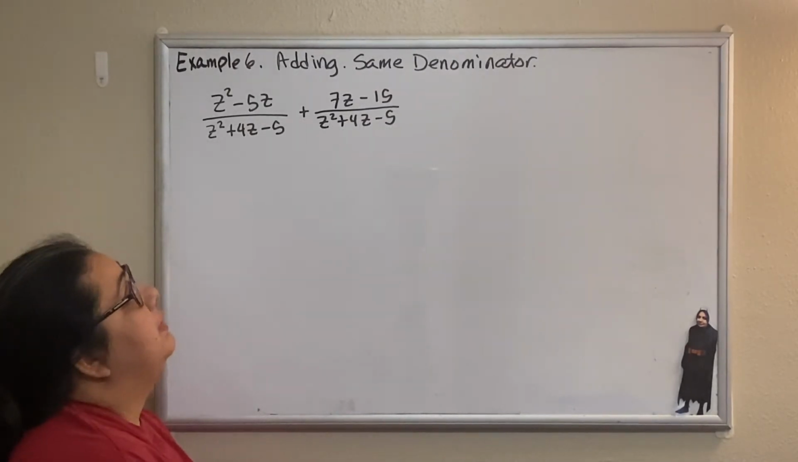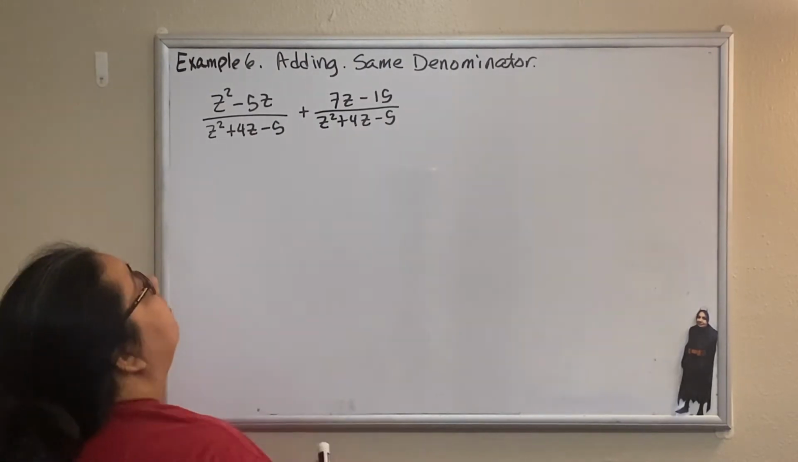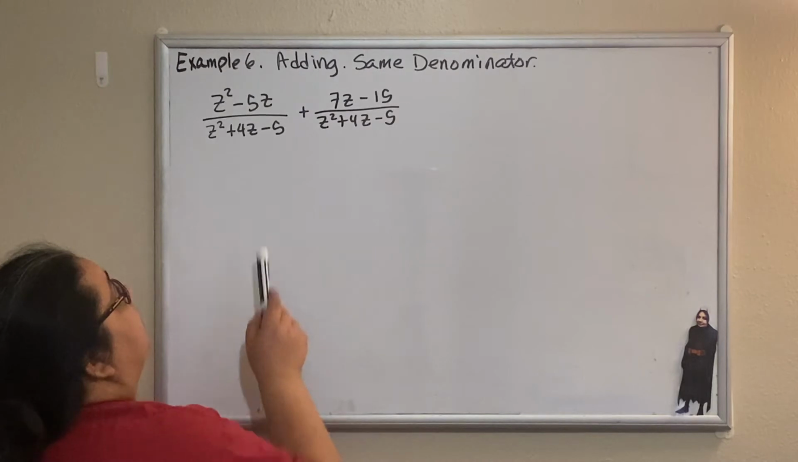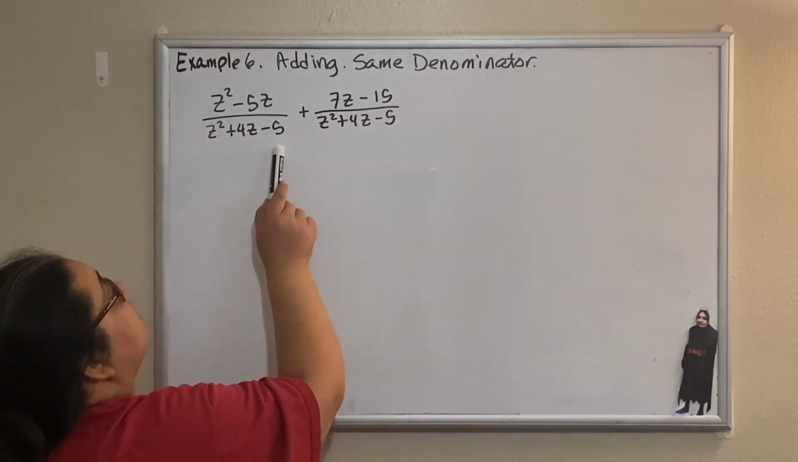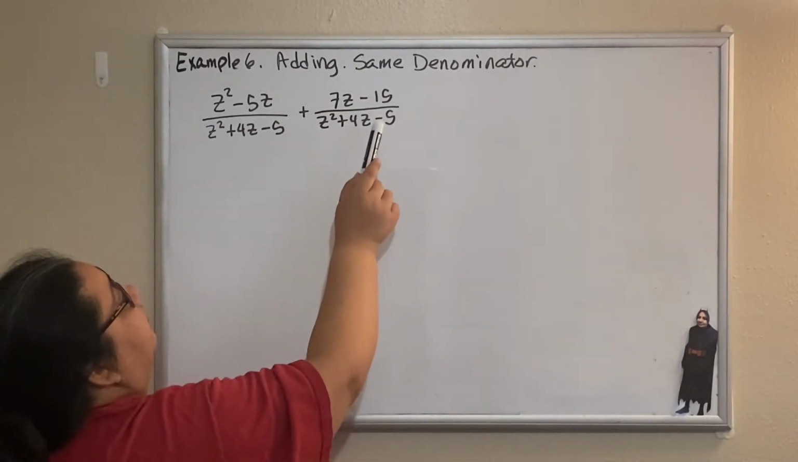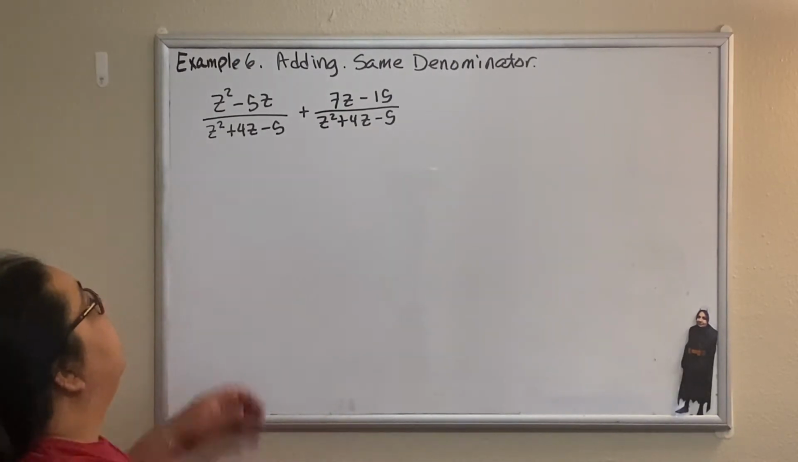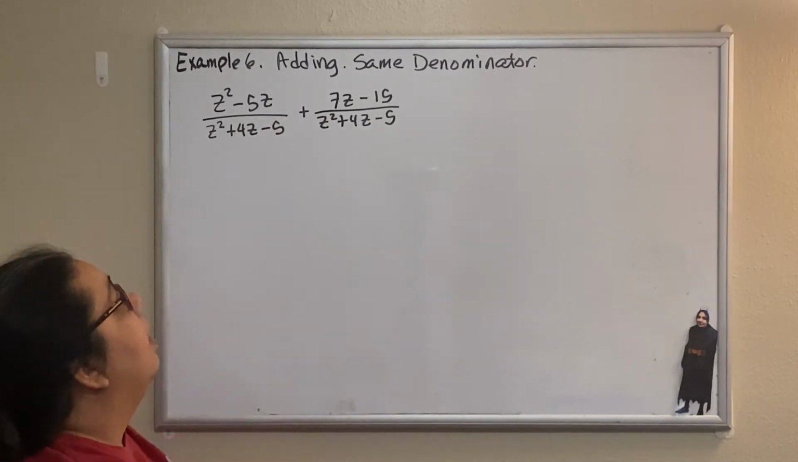Okay, so here we have example 6, and in example 6 we're going to be adding rational expressions, but we're going to have the same denominator. So the first expression is z squared minus 5z over z squared plus 4z minus 5, plus the second expression, 7z minus 15 over z squared plus 4z minus 5. Notice the denominator is the same. Both denominators are z squared plus 4z minus 5.